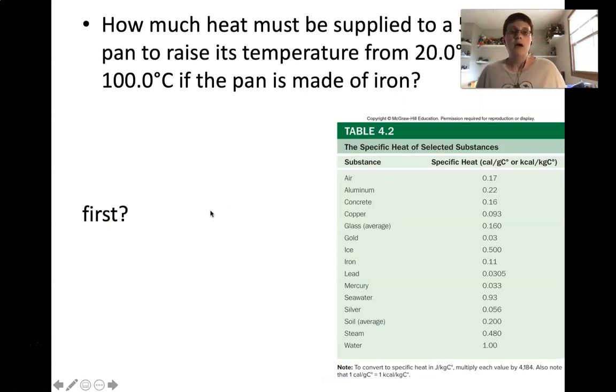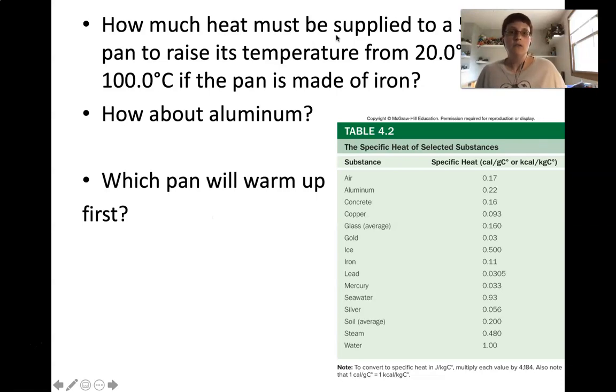So again, I'll have another video to walk you through these problems on how to solve for the problem that's here for figuring out how much heat you have to apply to increase the temperature on this pan when it's made out of iron versus aluminum, and then which pan will warm up first, so that'll be in a separate video. The one that I wanted to have here is to show you the specific heat of different substances.